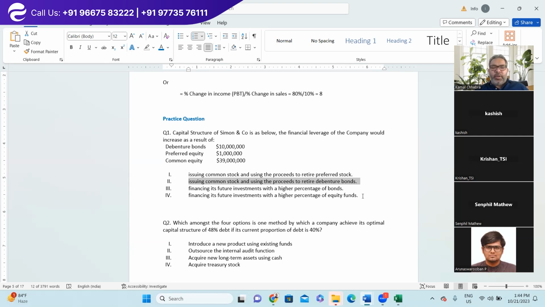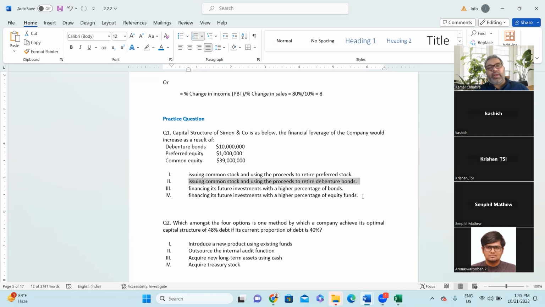Second is issuing common stock and using the proceeds to retire the debenture. That means you are issuing more common stock, you are issuing equity, and from the money you get out of it you are redeeming debenture. That means your debenture is reducing. So if your debenture is reducing, your interest cost will go down, right? Will it increase or decrease your financial leverage? It will decrease. What is the call of the question? Financial leverage of the company would increase. Which one increases? So the second option is also incorrect.